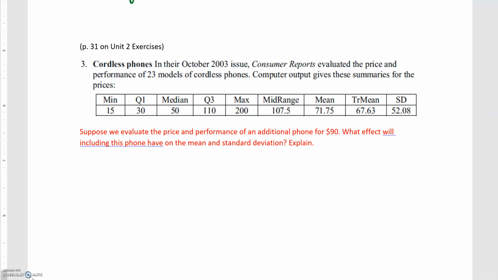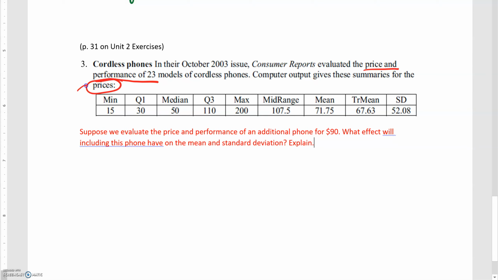So, this last example is on page 31 in the Unit 2 exercises. It has a part A and a part B, but I wanted to add this part to it because this is on the response question on the test tomorrow. Cordless phones: in their October 2003 issue, Consumer Reports evaluated the prices and performance of 23 models of cordless phones. Computer output gives these summaries for the prices.